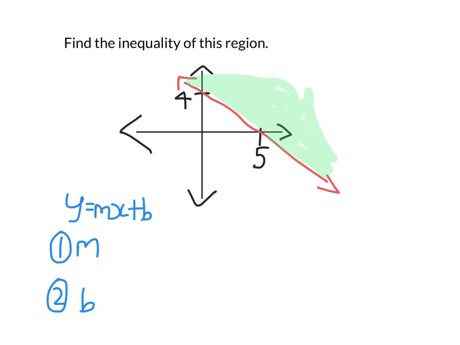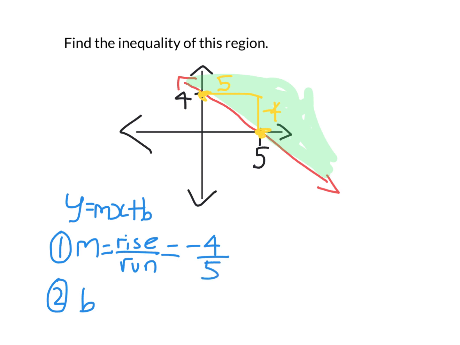So m is the gradient, it's rise over run. To calculate the gradient, always start at the leftmost point, figure out how you get to the other point. You need 2 points to find the gradient. So we'd have to go across 5 to the right and down 4. The rise is negative 4 because we went down 4 rather than up 4. So here, gradient is just rise over run. It's negative 4 over 5.